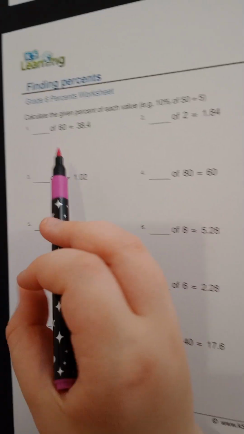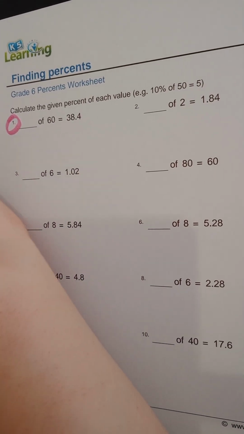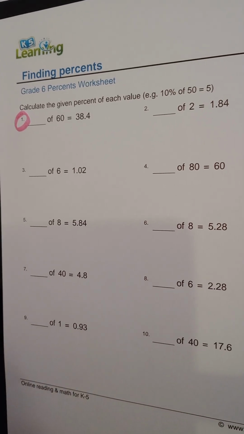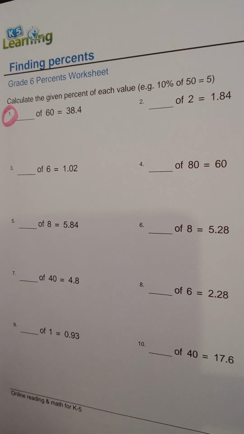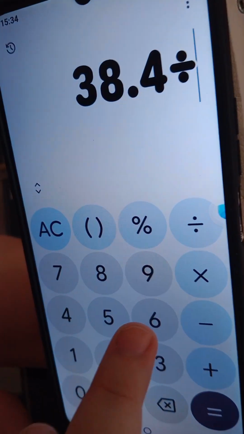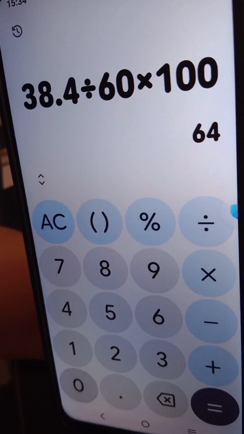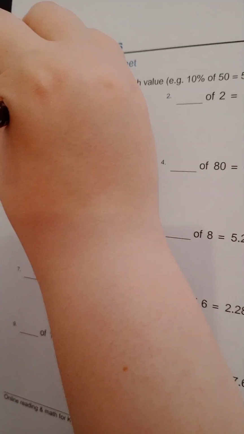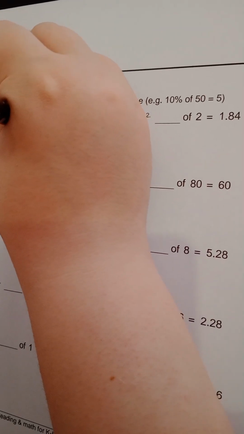So question 1 right here. 38.4 of 60. Something of 60 equals 38.4. Now, I have a calculator here. So we do 38.4 divided by 60 times 100, which gives you the answer of 64, which is the correct answer. And it's a percent, so you do the percent sign.